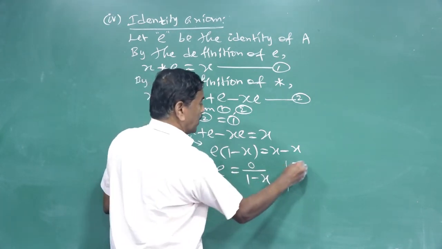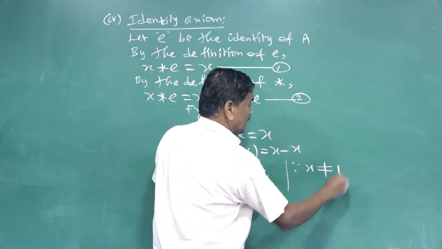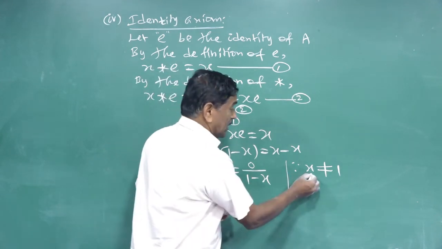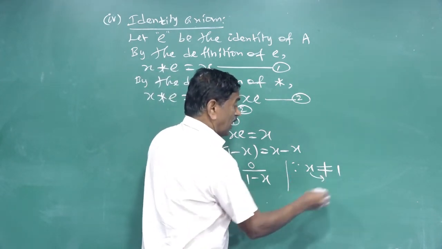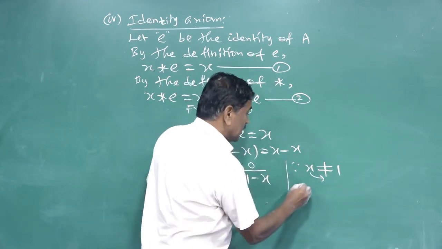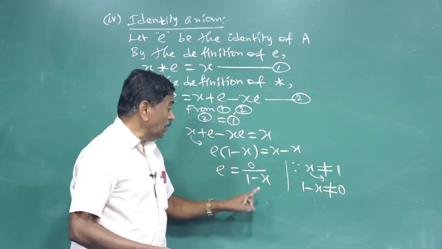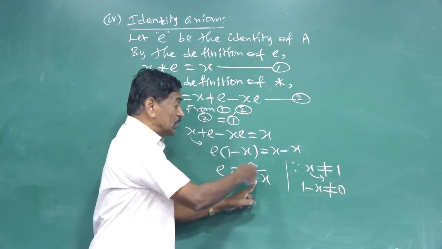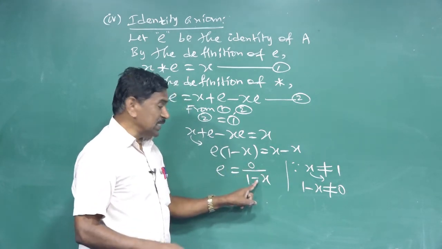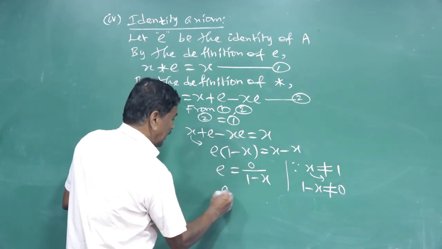Now remember the condition: X is not equal to 1. This X goes to the right side, so X is not equal to 1, therefore 1 minus X is not equal to 0. That is important. Suppose 1 minus X equal to 0, then 0 by 0 is an indeterminate form. That is why. Now 1 minus X is not equal to 0, therefore 0 by any number equals 0. That is E is equal to 0.